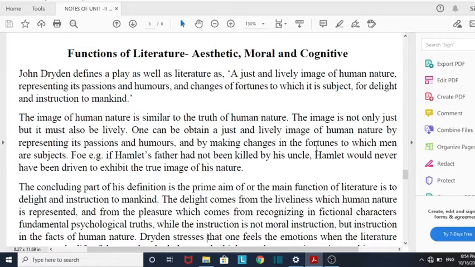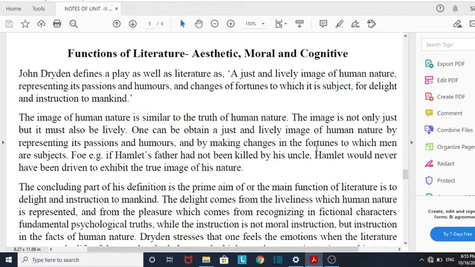And if he had not been murdered, not been killed by his uncle, Hamlet would never have been driven to exhibit the true image of his nature. So in that play, he actually gave the true image of his nature, because he was very hesitant. Hesitancy is his tragic flaw, or we can say hamartia. It is a term applied by Aristotle. So it may be the hamartia, that tragic fall, and there is a very famous soliloquy of Hamlet, that is, to be or not to be?